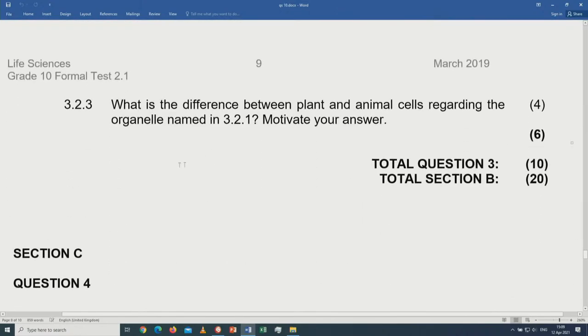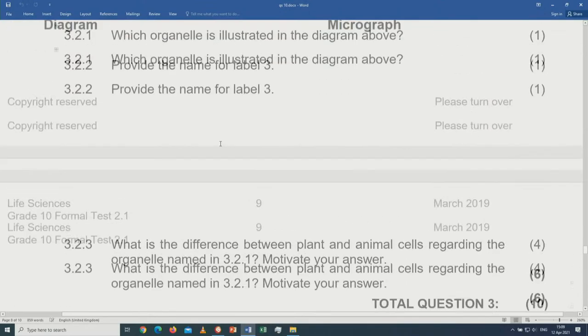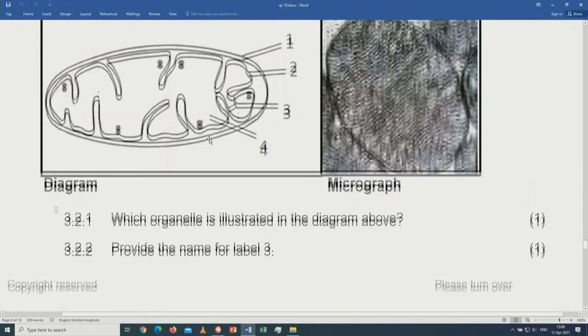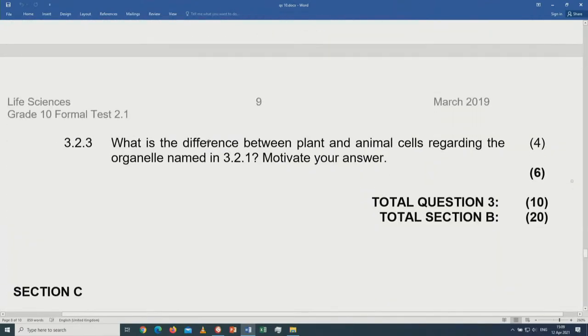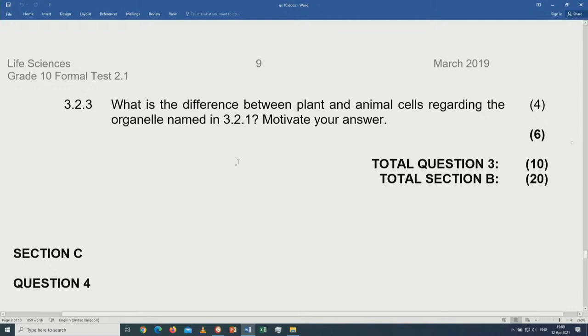So the last question says, what is the difference between plant and animal cells regarding the organelle named in 3.2.1, the mitochondria? In animal cells, there will be more mitochondria because we need more energy for movement. But in plant cells, the mitochondria will be few because plants are not moving.